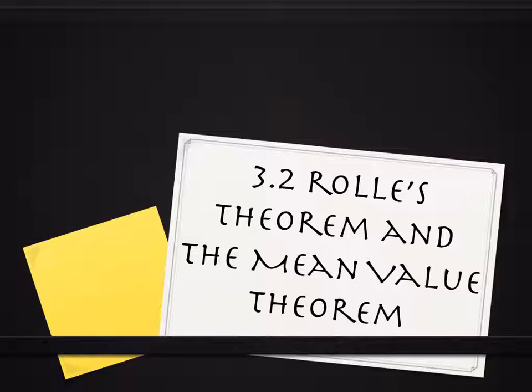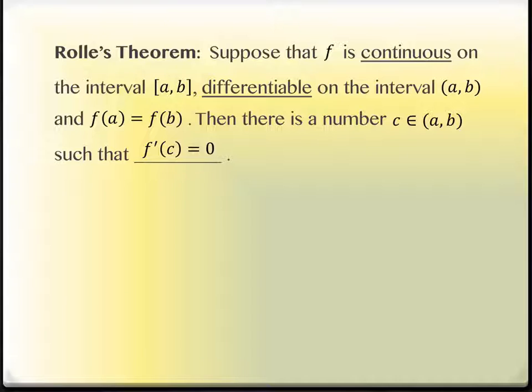Section 3.2 is Rolle's theorem and the mean value theorem. We could just call this section the mean value theorem. Rolle's theorem is a special case of the mean value theorem, but it's the easier case, so that's the one we usually start with and talk about.